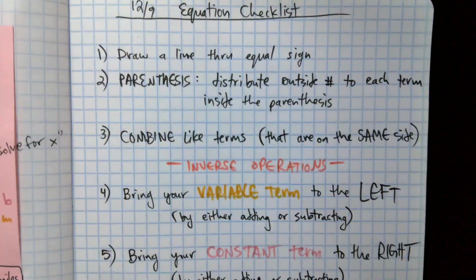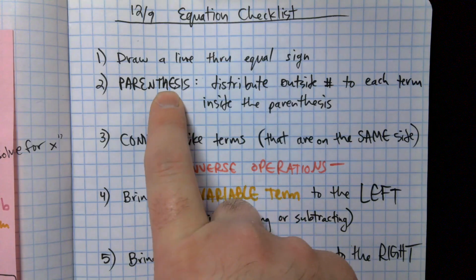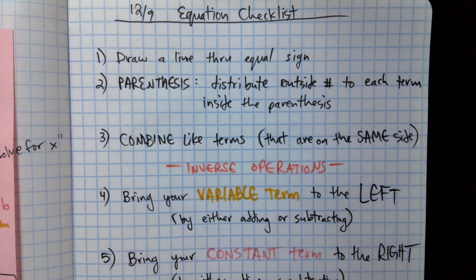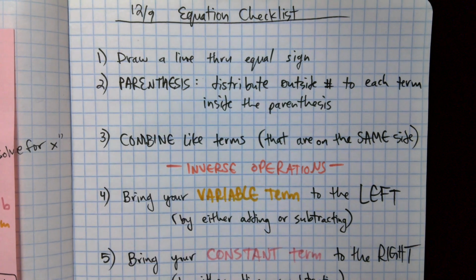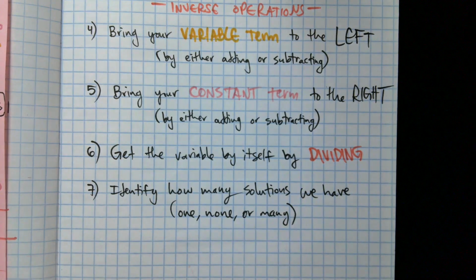If I have an equation in front of me, and I don't see any parentheses, do I need to distribute anything? If there's no parentheses in the equation, then there's nothing to distribute. I'll just skip that step and look to combine like terms. Maybe there's no like terms to combine. That's fine. I'll skip it and bring my variable term to the left, my constant term to the right, and then divide. Okay?